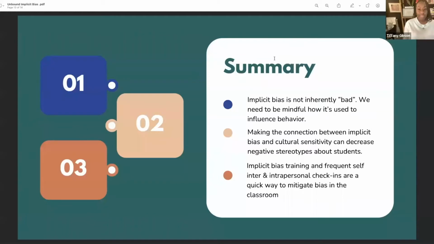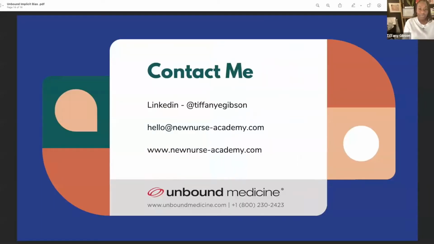And lastly, implicit bias training is required. You want to have it as frequent and as often as possible for inter and intra personal check-ins, because that will be a great way to mitigate bias in the classroom. And the more we role model this behavior for our students, the more they're going to pick this up and be equitable and inclusive nurses once they get into the profession.